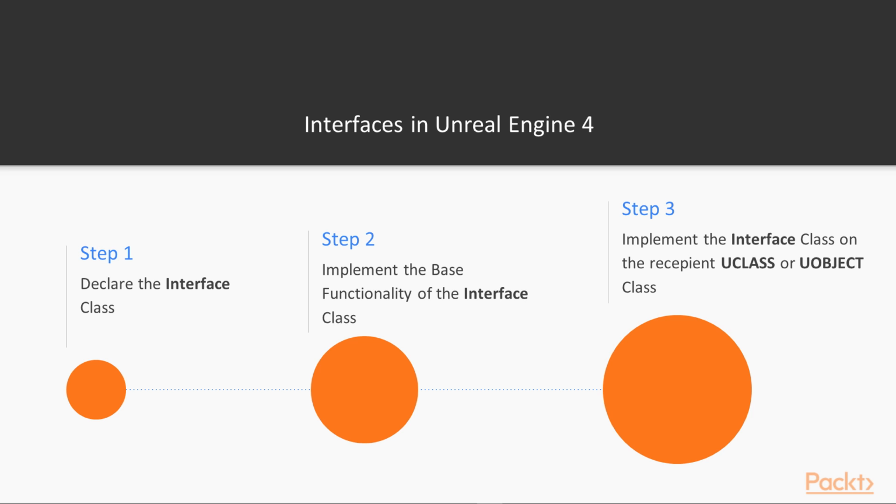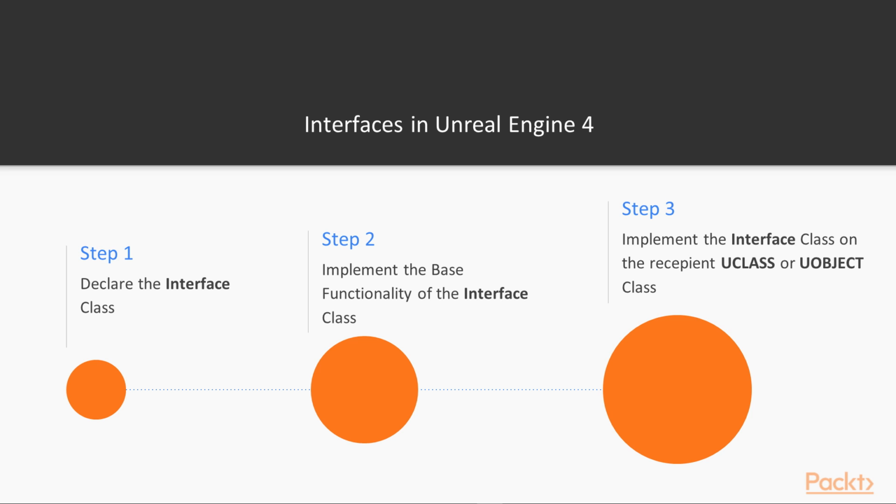In order for us to be able to implement this functionality through the interfaces, we will first declare the interface classes, basically a UInterface class and an IInterface class, which is the implementation interface class. Then once we have the implementation interface class declared, we will implement the base functionality of the interface class.